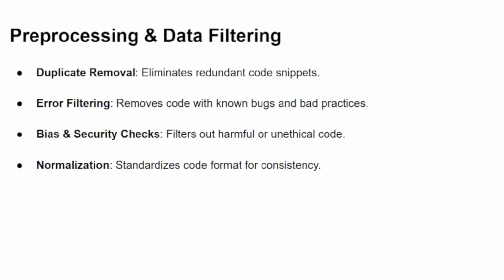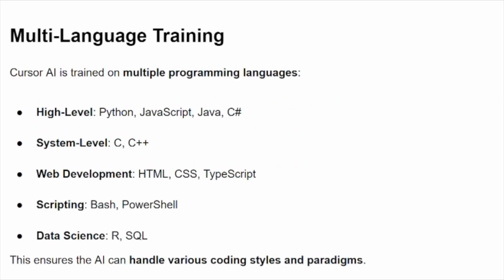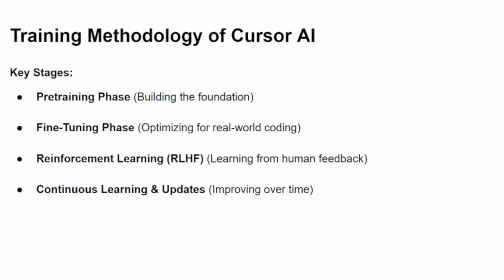So all the data collected is not useful for high quality. Therefore, the collected data has to be pre-processed, which includes the following 4 steps: duplicate removal, where the redundant code is removed; error filtering, where some bugs and other codes are removed; security checks, which checks for unethical code and removes it; normalization, which standardizes code format for consistency. The Cursor AI is trained on different languages like Python, JavaScript, HTML, CSS, Bash, PowerShell, etc.